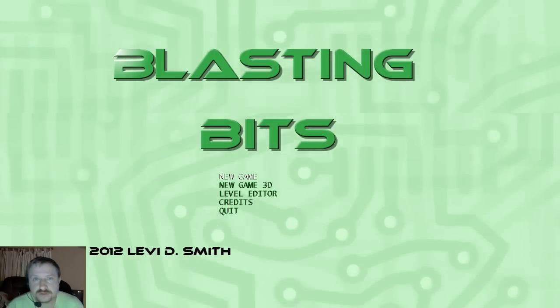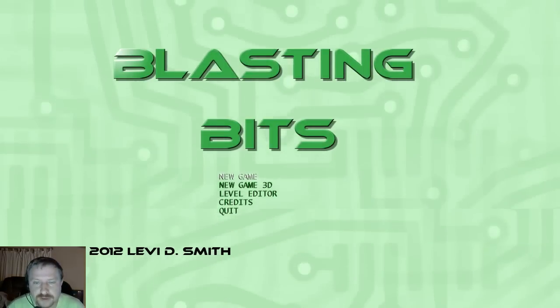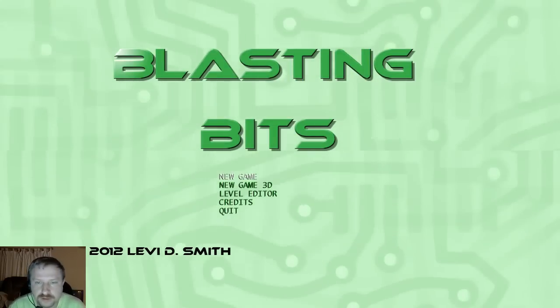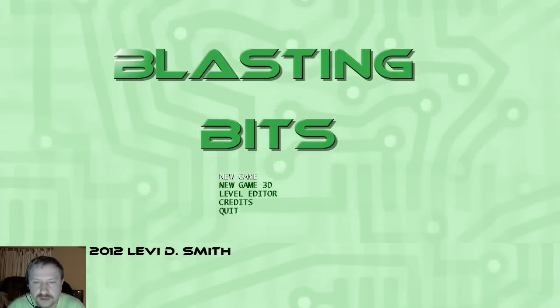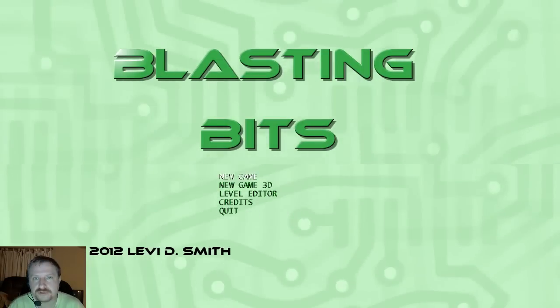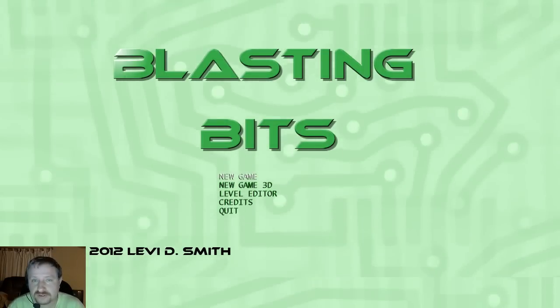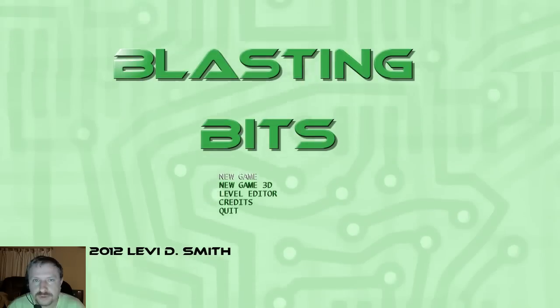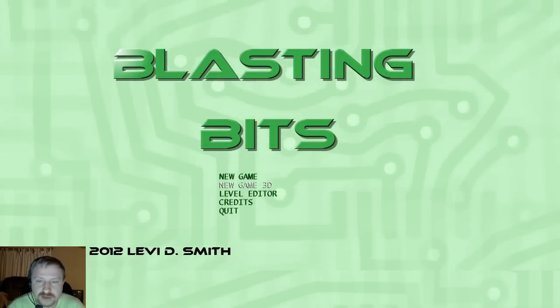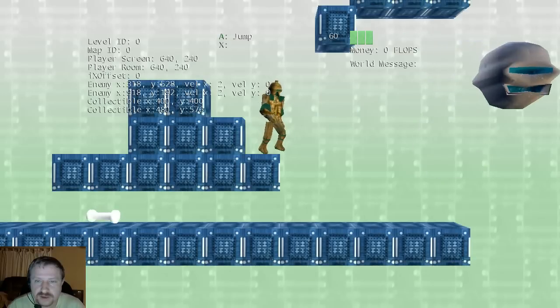Hello everyone, this is an update to the Blasting Bits game that I've been working on. Recently I've added the ability to display animated models in the game, so I'm going to show that right now. I have two different options from the main menu. The first is New Game, which is basically the old 2D sprite based view of the game, and now I have New Game 3D, which renders the game in 3D.